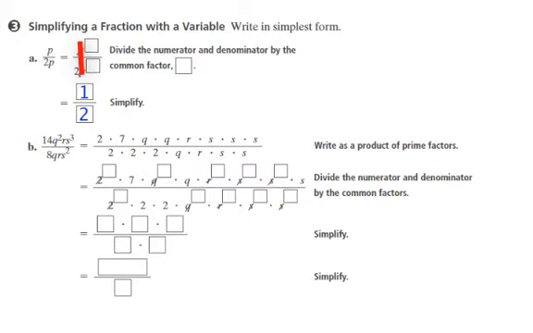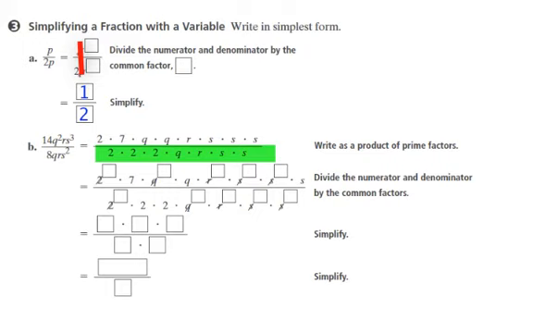Now when we have a harder one, we have 14q squared r s cubed over 8q r s squared. The easiest way to solve this is to write out the prime factorization of it all on the top and the bottom. 14 is 2 times 7. Q squared is going to be q times q. Then we have times r. Then s cubed is going to be s times s times s.